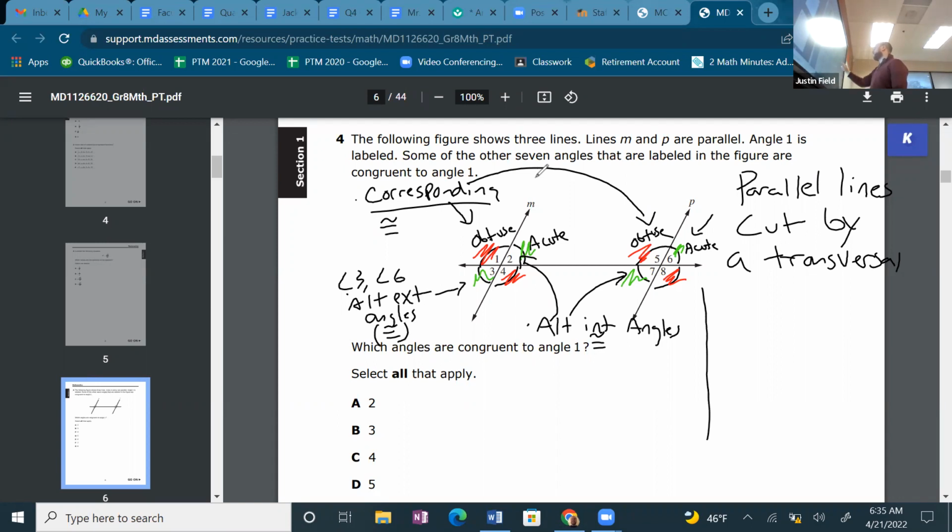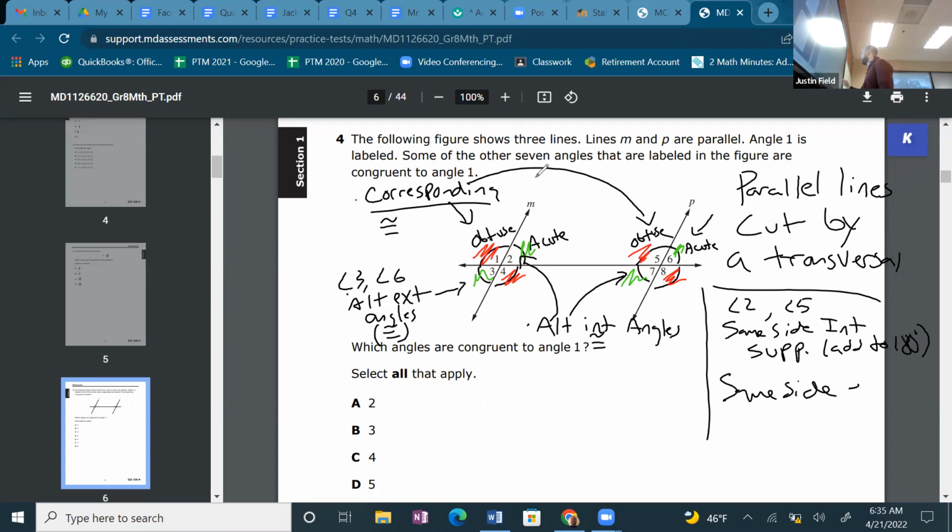Now there are 2 other angle pairs, the 2 and the 5. Angle 2, angle 5. Those are called same side interior, and they're not the same. Look, angle 2 is green, angle 5 is red. They're called supplementary, or they add to 180. And then there's also same side exterior, also on the same side. So like 1 and 6 is an example. And they're also supplementary.